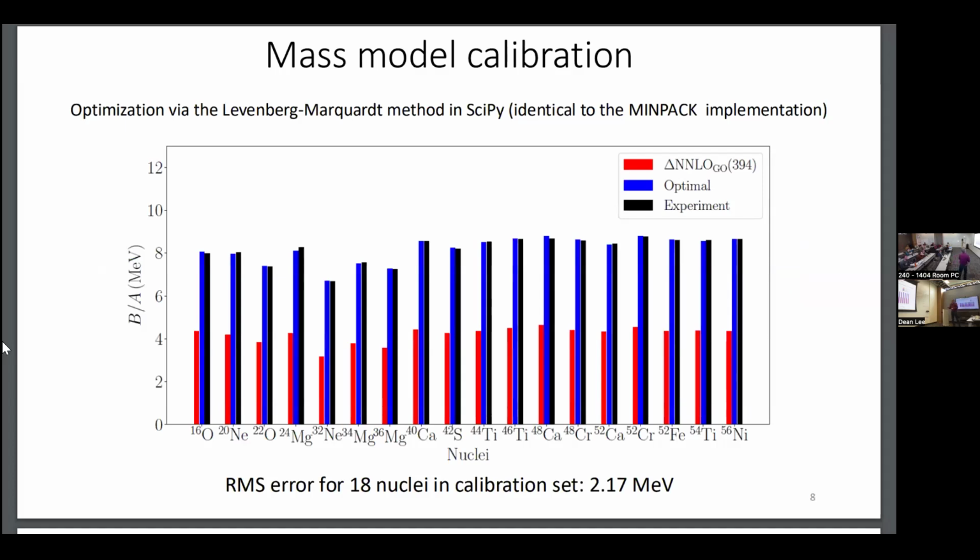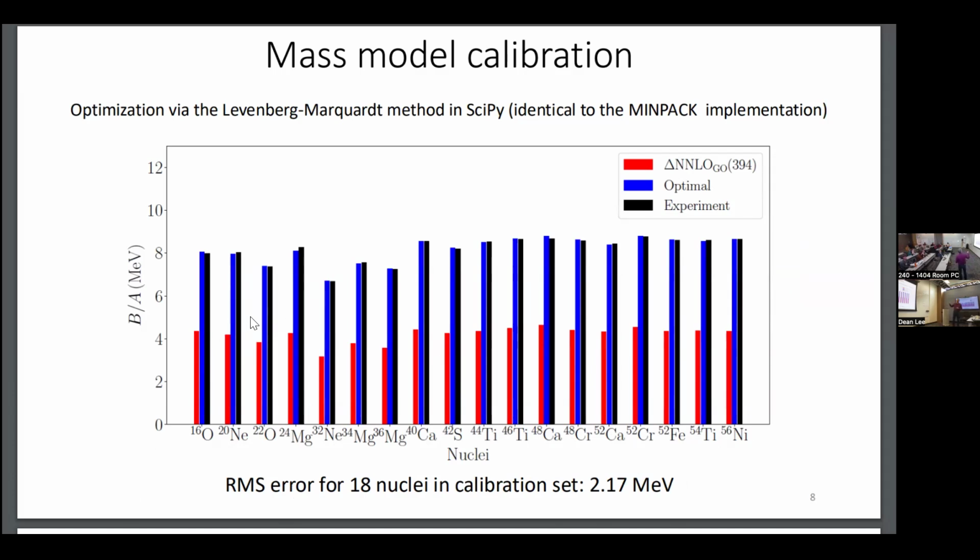Good. So now we have to calibrate our mass model. Yeah, so we have emulators. We created emulators for all of these nuclei, and this is the set of nuclei we just used, right? So from oxygen 16 to nickel 56. And then here's again just plotted the energy per particle.